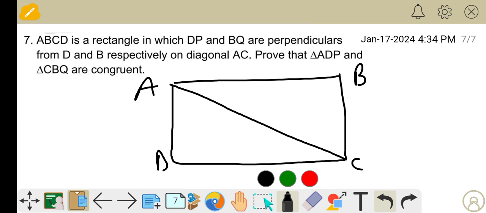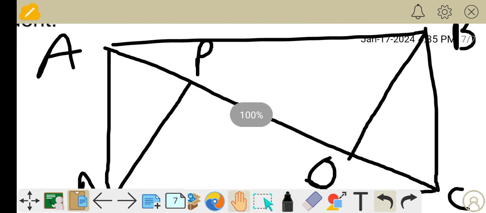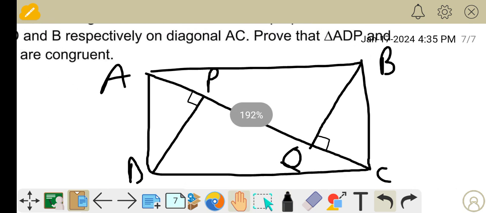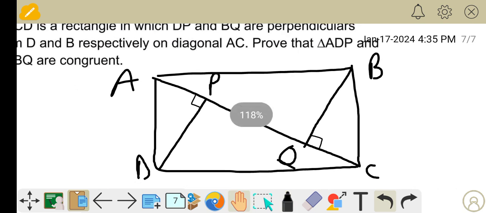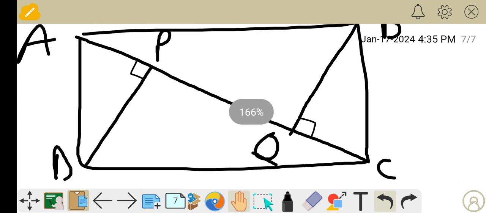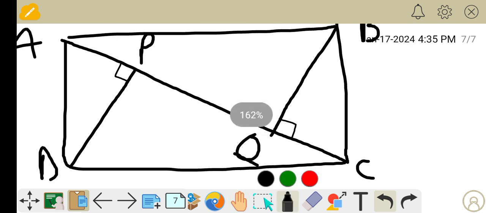In the next question, ABCD is a rectangle in which DP and BQ are perpendicular to diagonal AC. BQ and DP are perpendicular, it means this angle should be 90 degrees. Prove that triangles ADP and CBQ are congruent. It means we need to prove this triangle and this triangle to be congruent.